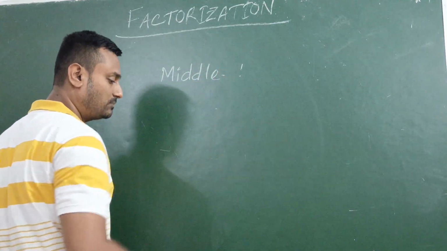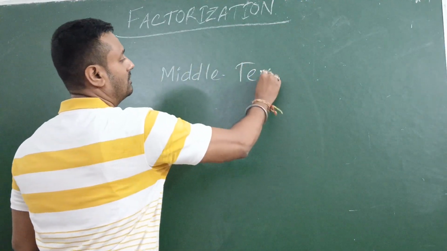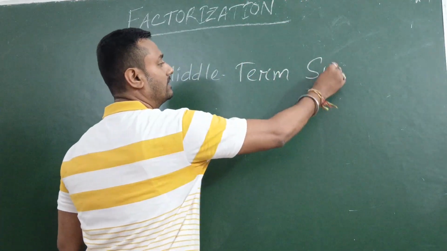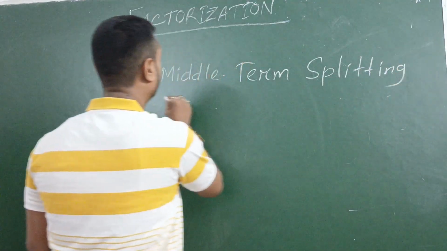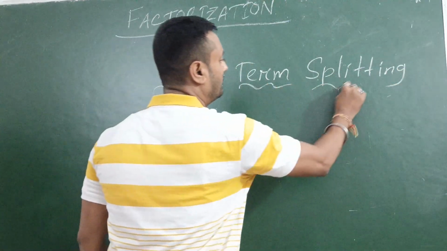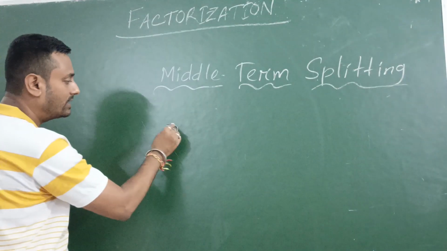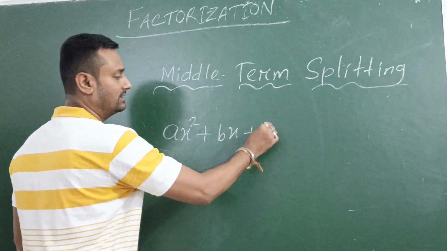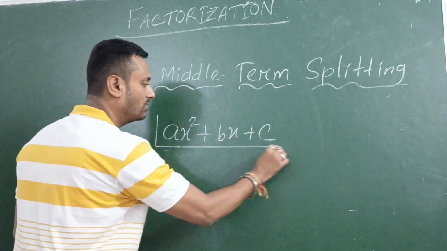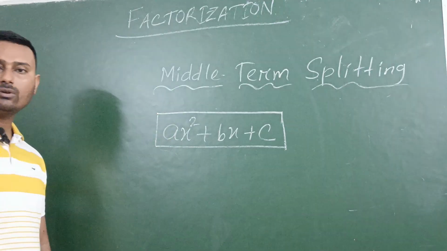Middle term splitting. Okay, middle term splitting is what? So middle term splitting is what? We have to split the middle term and find a solution. So let us discuss a quadratic polynomial ax square plus bx plus c. I think all of you know ax square plus bx plus c is a standard form of a quadratic polynomial.